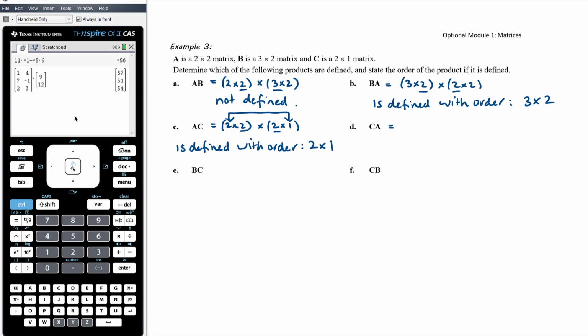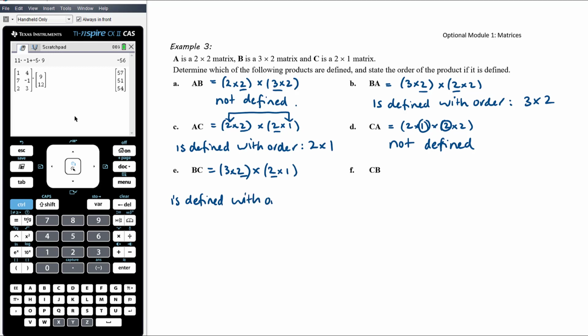C times A is 2 by 1 times 2 by 2. Okay, so I've got a problem there. So this one's not defined. B times C. B is 3 by 2 and C is 2 by 1. So that one is defined with order 3 by 1. So that's the order. And then CB, C is 2 by 1, B is 3 by 2. Okay, so we've got a problem there. So that one's not defined.